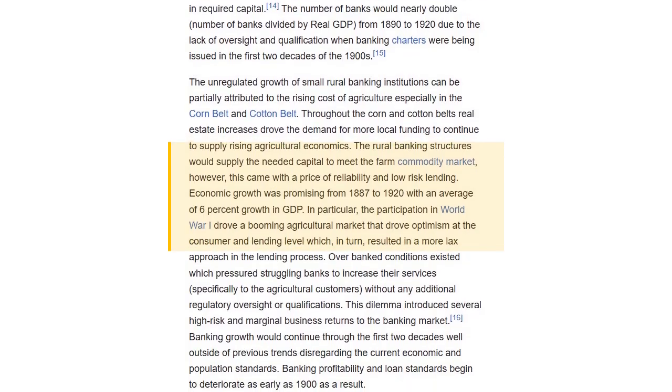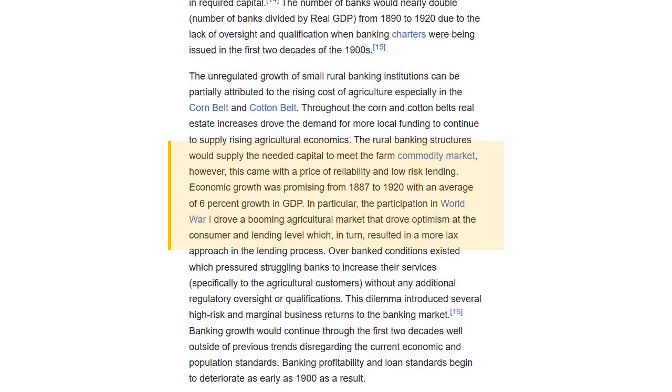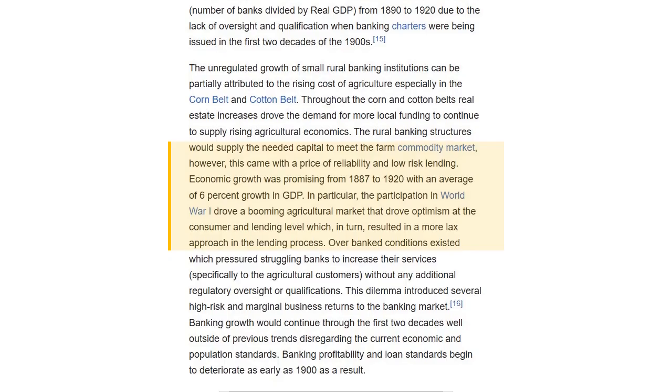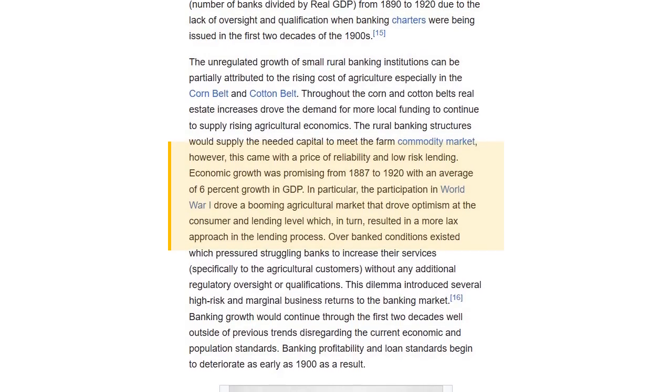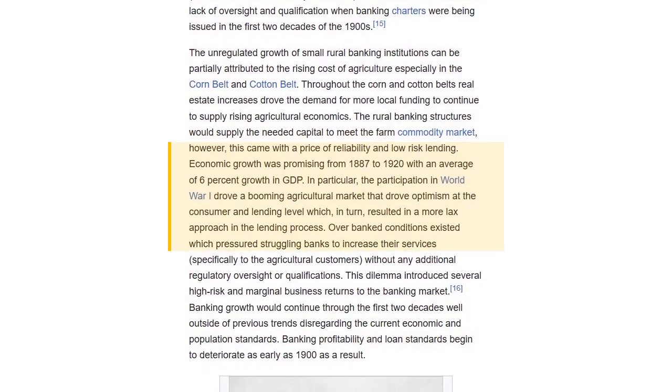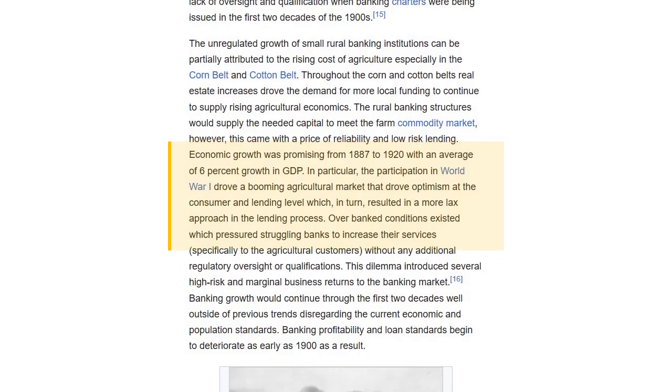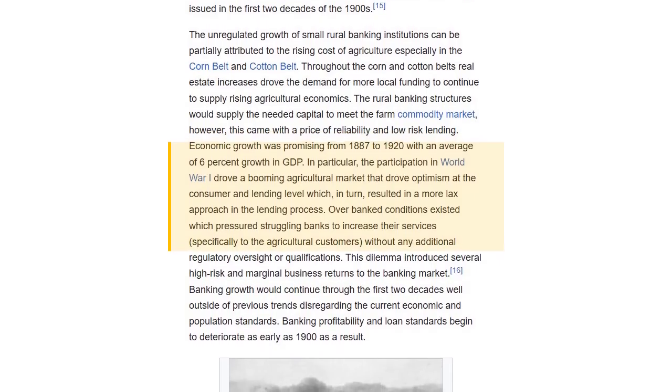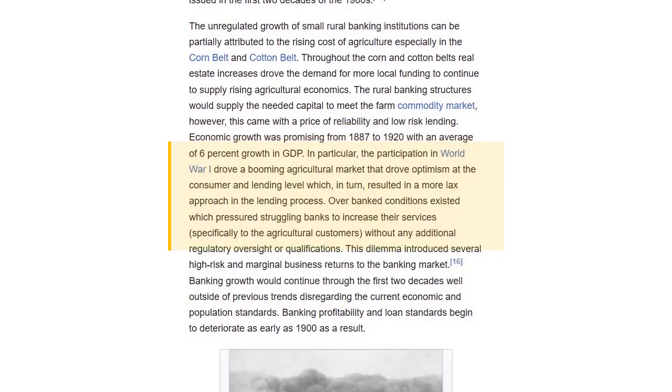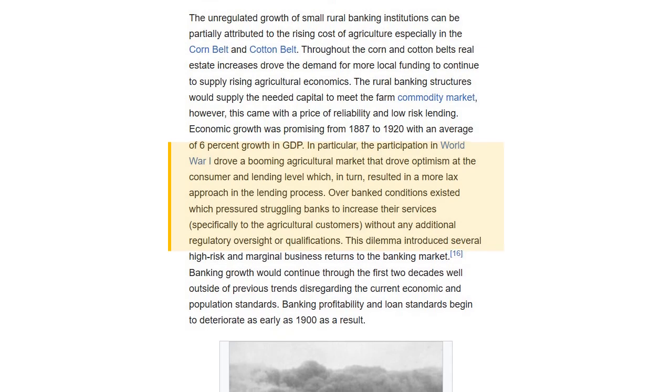Economic growth was promising from 1887 to 1920, with an average of 6% growth in GDP. In particular, the participation in World War I drove a booming agricultural market that drove optimism at the consumer and lending level, which in turn resulted in a more lax approach in the lending process.